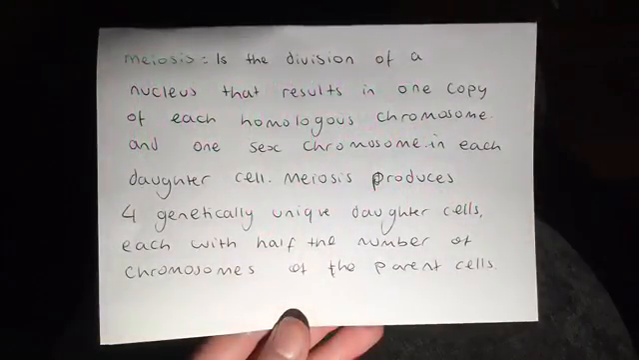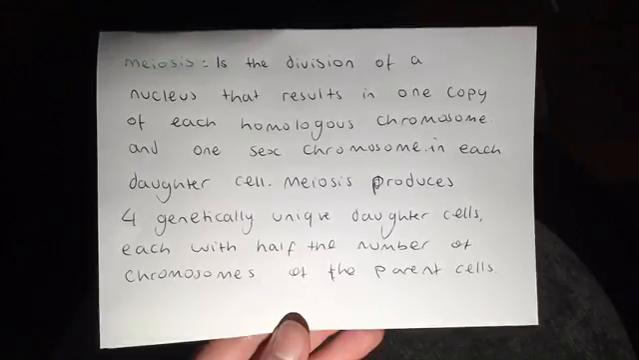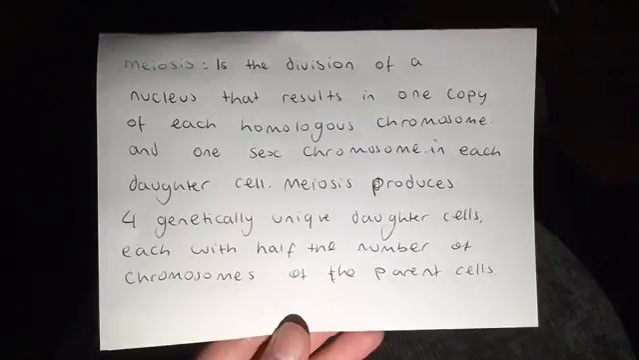Meiosis is a type of cell division that results in 4 daughter cells, each with half the number of chromosomes of the parent cell, as in the production of gametes and plant spores.